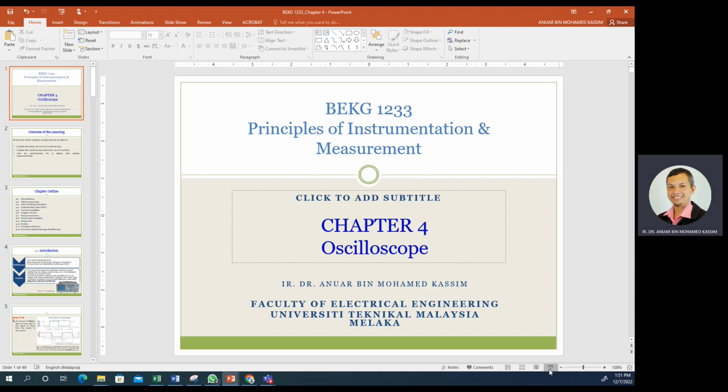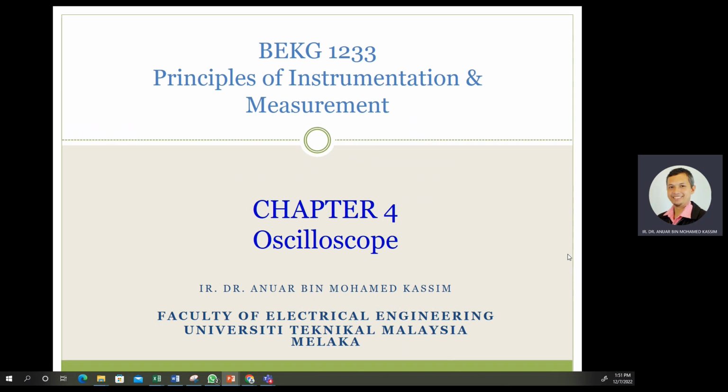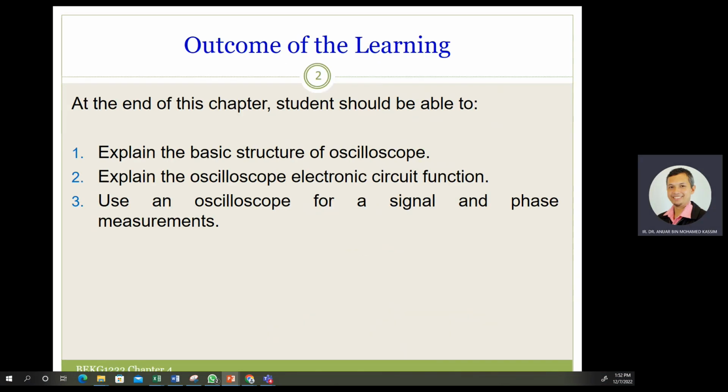So, in this chapter, by the end of the chapter, students should be able to explain the basic structure of the oscilloscope, and second, explain the oscilloscope electronic circuit functions. Inside the oscilloscope there are a lot of electronic circuits, and some of their functions need to be understood by the students. Also, students can use the oscilloscope for signal and phase measurement.